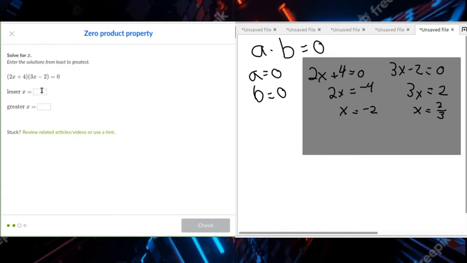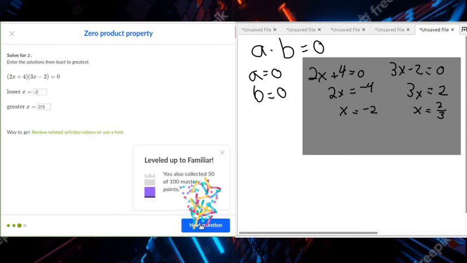Now be very careful here. The lesser x, that's the smaller one, the negative number is the smaller one here, even though 2/3 looks like less than negative 2. And then the greater one is the positive one, and it tells me that I need to write it like this. Sometimes they have a little place to make a fraction, but here they don't, and they just tell you to write it using this slash over here.